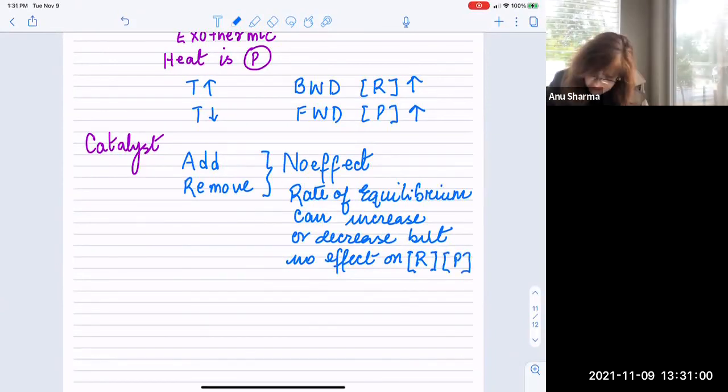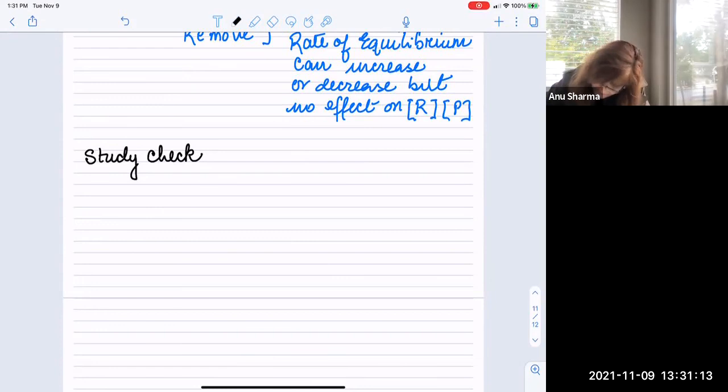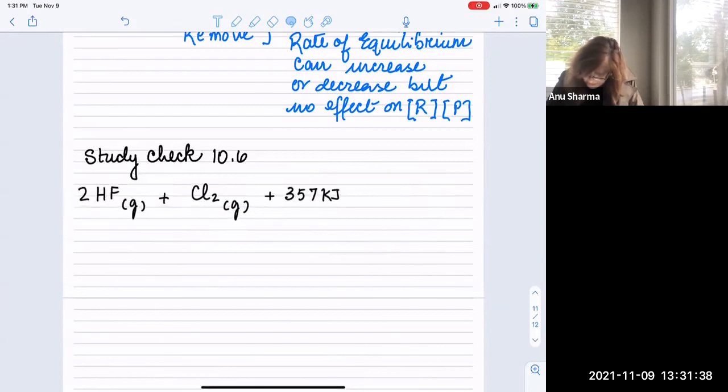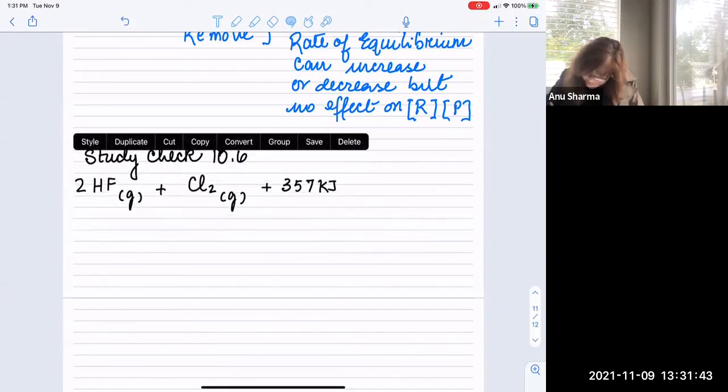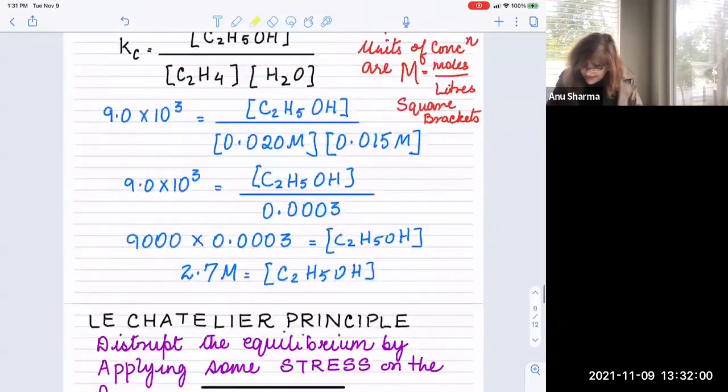All right. Now comes the last part, which is the study check. And here we are looking at 10.6. You are given 2 moles of hydrogen fluoride as a gas reacting with 1 mole of chlorine as a gas, and you are using 357 kilojoules of heat to give you 2 moles of HCl as a gas and fluorine F2 as a gas. So you see all of them are gaseous reactions for equilibrium. Equilibrium reactions are all we talked about here.